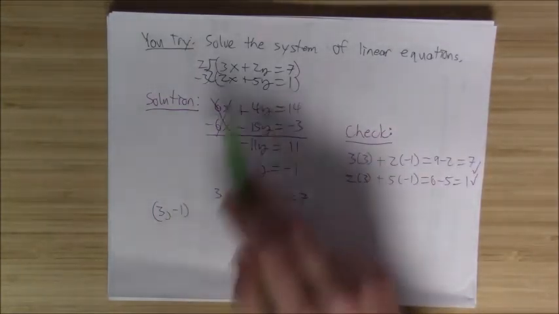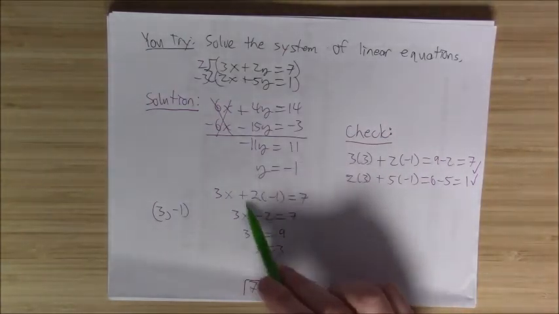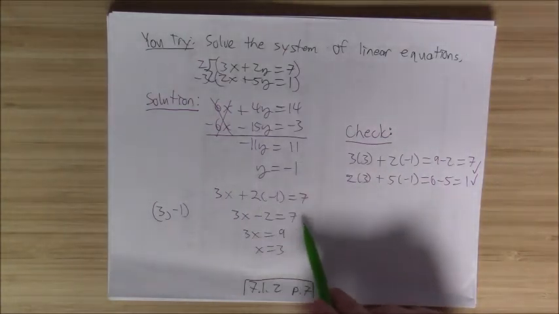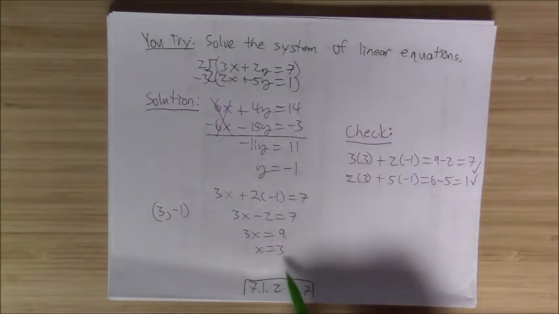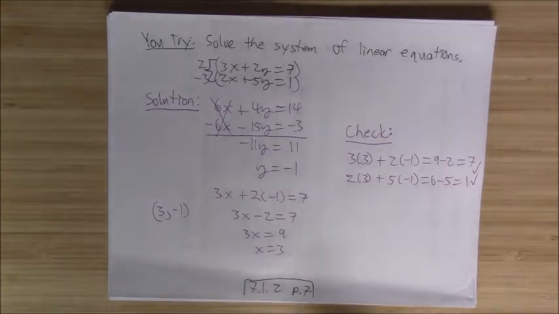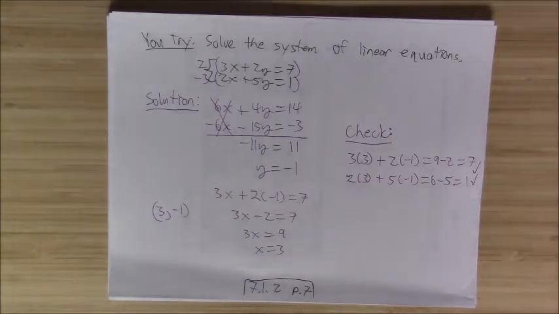Substituting that back into the first equation, I have 3x plus negative 2 equals 7. Solving, I get x equals 3. So my point is (3, negative 1), and then I check my solutions.